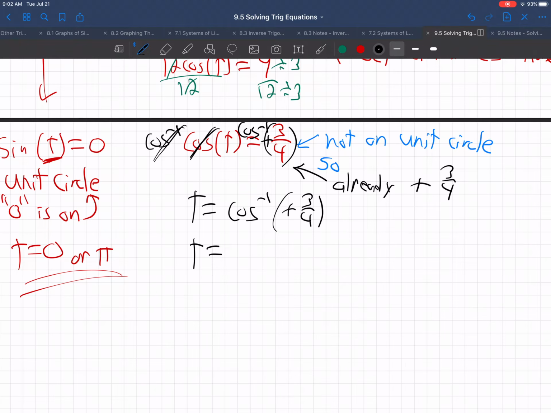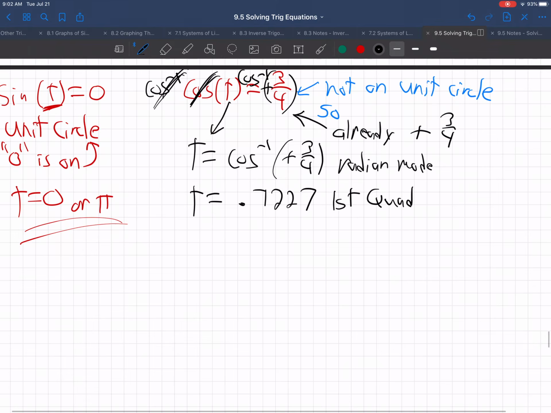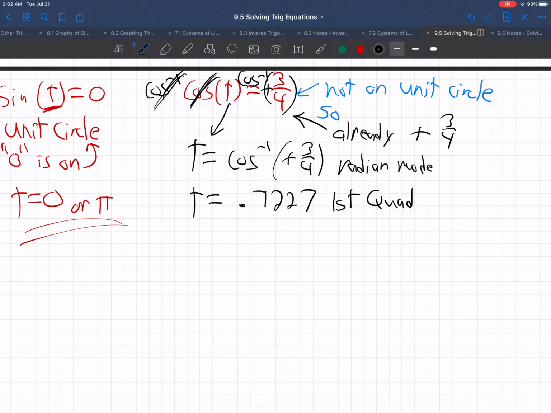So make sure you're in radian mode. So cosine inverse of 3/4, I'm getting 0.7227. So we got rid of the cosine by hitting cosine inverse on both sides. So we got t alone, and it's coming out 0.7227. And then remember how this works. You go back to the notes, it says this is a first quadrant. When you made it positive, it already was positive, but since it's positive, that's a first quadrant answer.